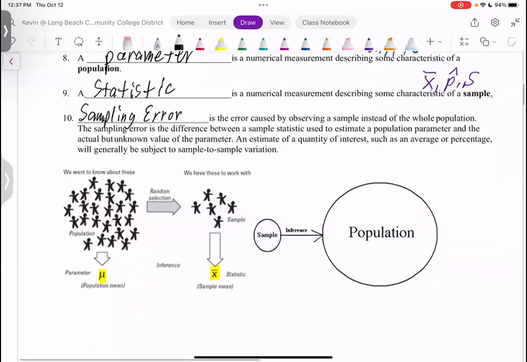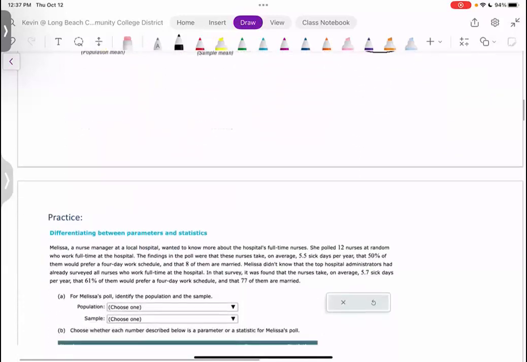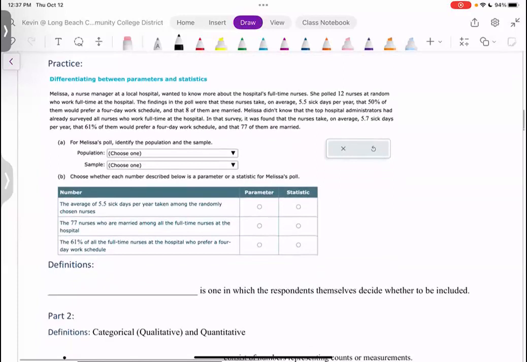And here we have a problem from ALEKS. It's a little long, but this is going to really help us to figure out the difference between the population and the sample. So Melissa, a nurse manager at a local hospital, wanted to know more about the hospital's full-time nurses. She polled 12 nurses at random who work full-time in the hospital. Now, this so far is definitely talking about a sample because we know that there's more than 12 nurses at this hospital.